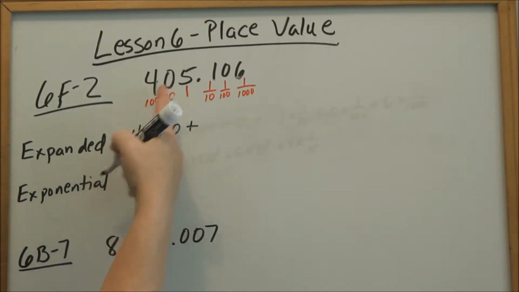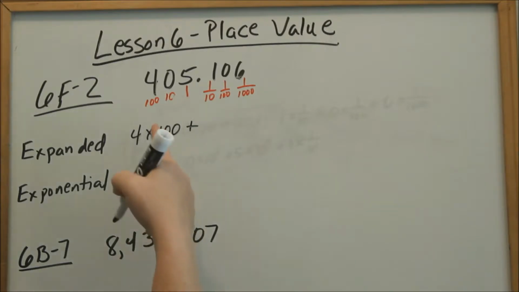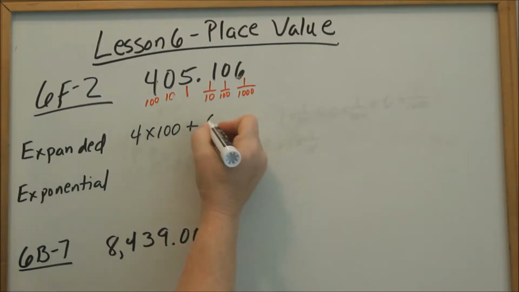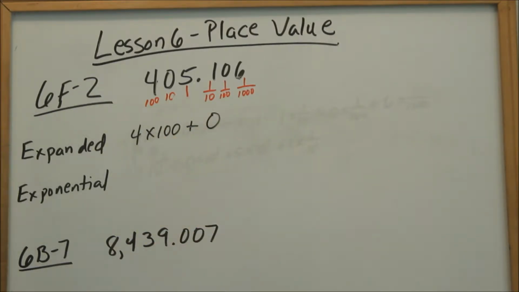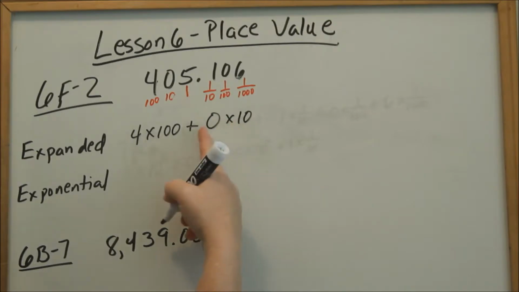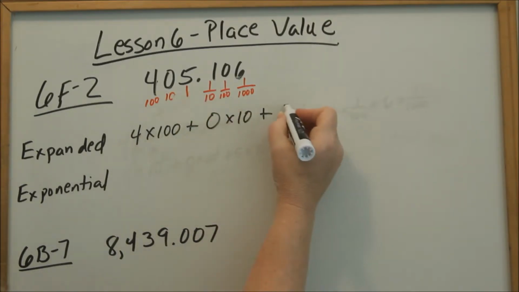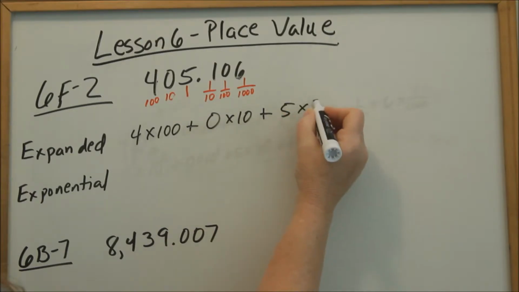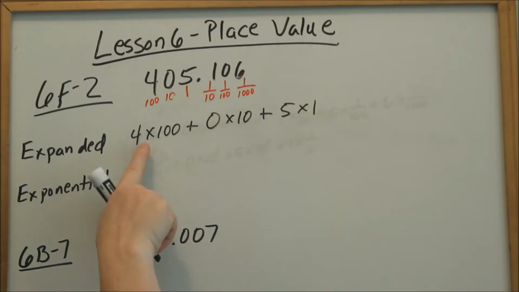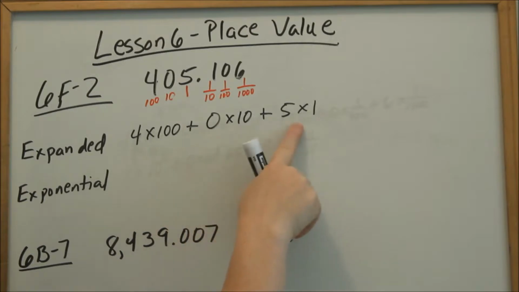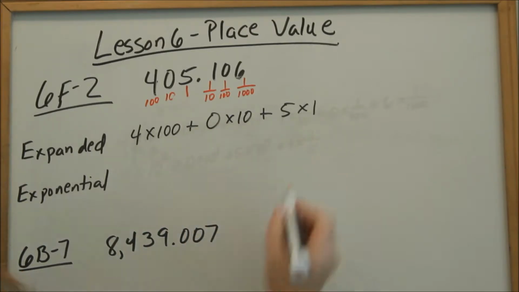400 plus what's in the tens place value. You don't have to write the zeros, but I'm going to go ahead and write it just so if there's something else in the tens place. 0 times the place value, the 0 is in the tens place value, and 0 times 10 is 0. Plus, now the 5 is in the ones place value, so 5 times 1. So that would be 400 plus 0 plus 5, which would be 405.